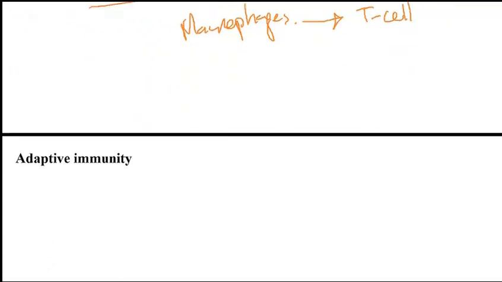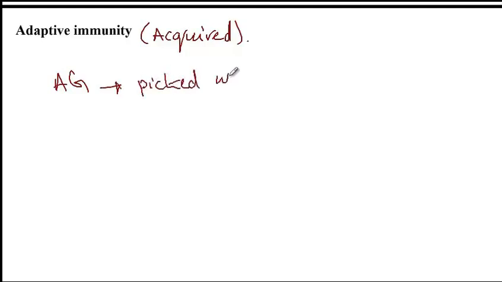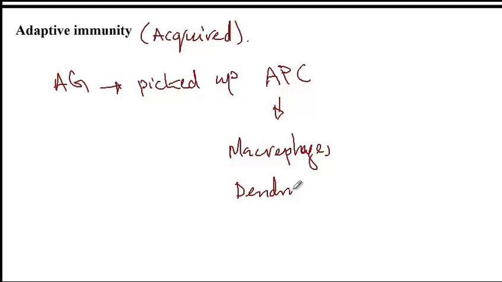So now let's go over adaptive immunity, the other name for which is acquired immunity. So this type of immunity, as we just discussed, will become active when an antigen is being picked up by antigen presenting cells, like for instance by macrophages or by dendritic cells, and then processed and presented to T cells. So antigen is being picked up by antigen presenting cells, examples of which include macrophages or dendritic cells. And now via these cells, these antigens are being presented to T lymphocytes to initiate an adaptive immunity.